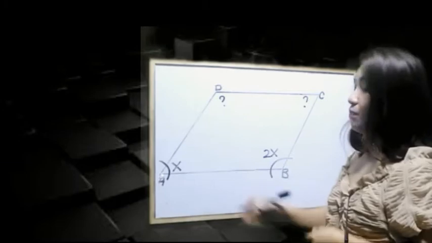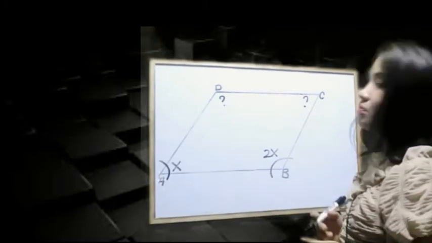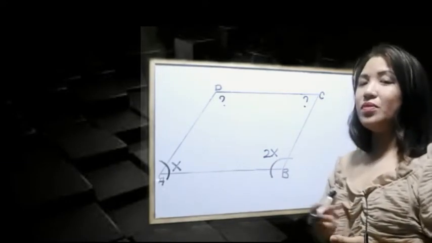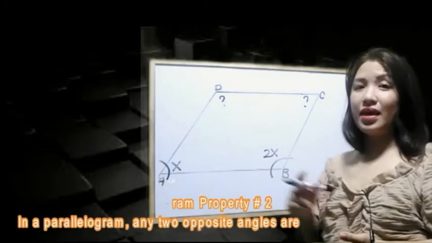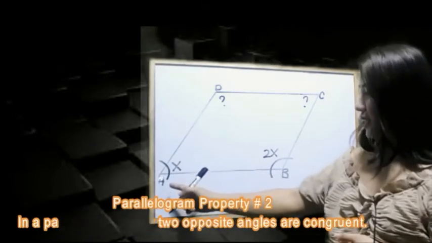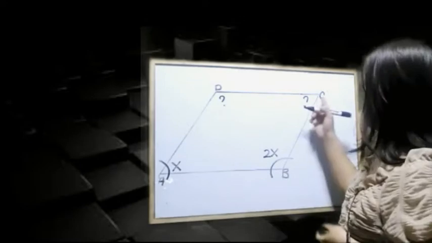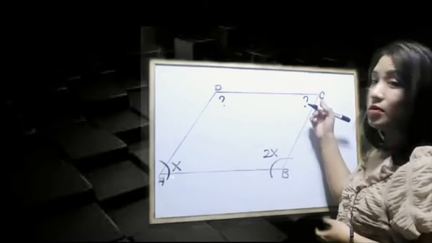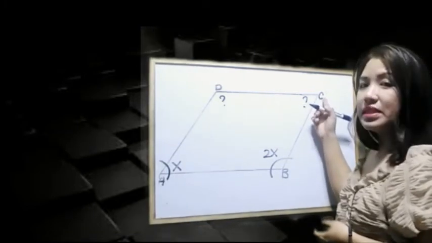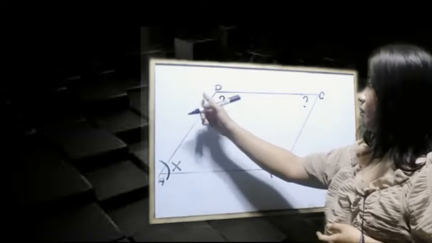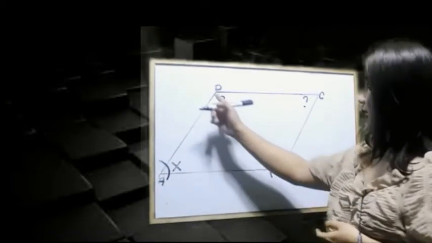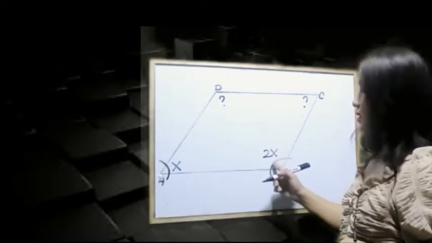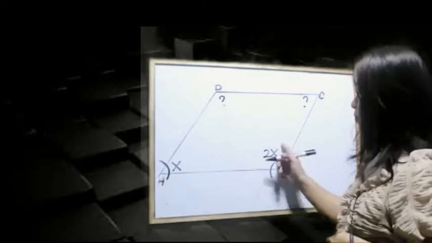What do you remember about the parallelogram properties? Parallelogram property number 2 says that in a parallelogram, any two opposite angles are congruent. So we have here opposite angles, which are angle A and angle C. That means whatever the measure of angle A is, it is also equal to the measure of angle C, right? And the other pair is angle D and angle B. So angle D has the same measure as angle B, which is represented by 2x, but we still need to find out the value for x. So how are we going to do that?